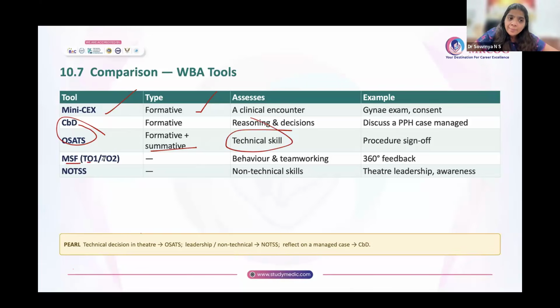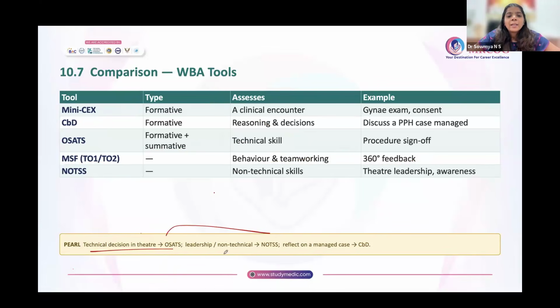Multi-source feedback, Team Observation 1, is behavior and team working, where it's 360 feedback from all of your colleagues. It covers non-technical skills, which are extremely important: situational awareness and leadership. These are the most important non-technical, softer skills which a doctor must have. So basically, technical decisions in theater are OSATS.